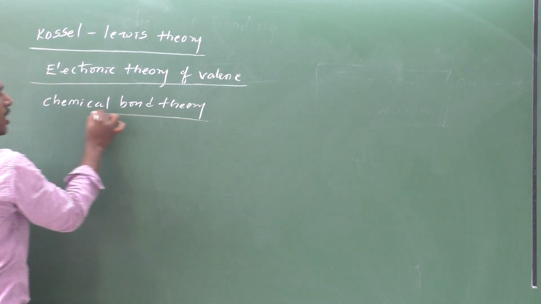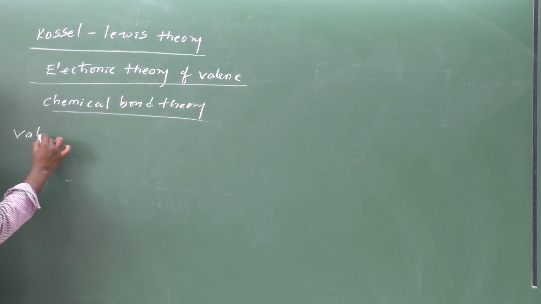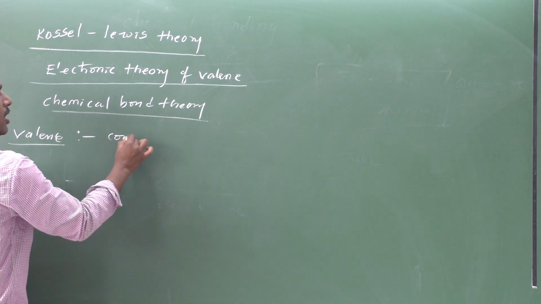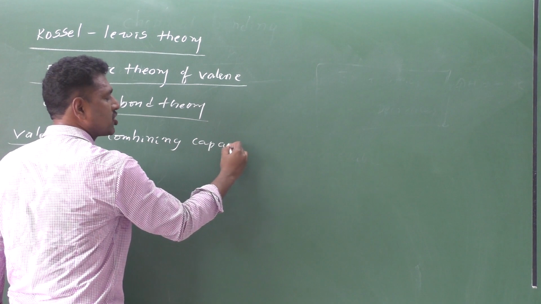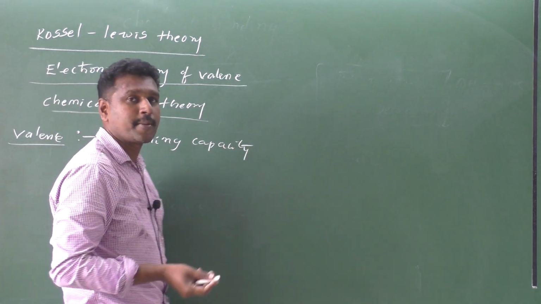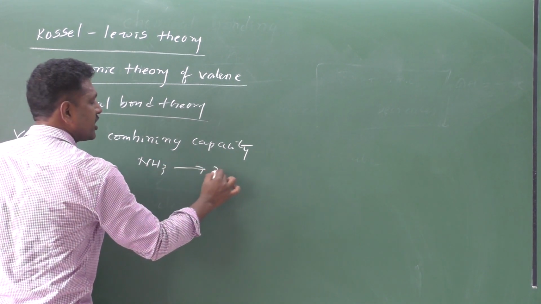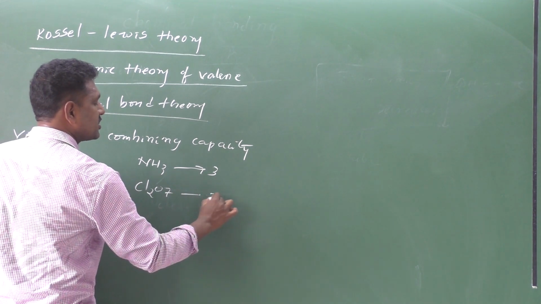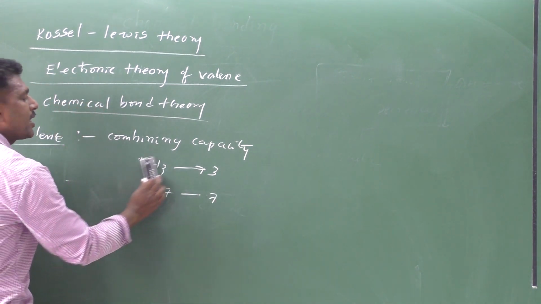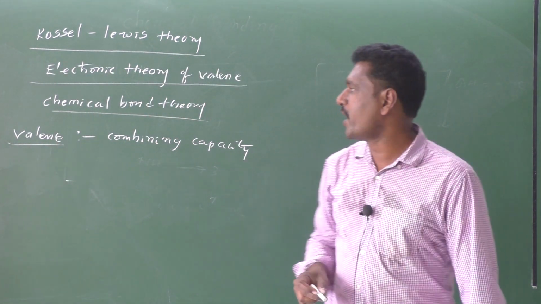So what is the chemical bond theory? To explain valency: the combining capacity of an atom is called valency. For example, in NH3, the valency of nitrogen is 3. In Cl2O7, chlorine is 7. So the combining capacity of an element or atom is called valency.